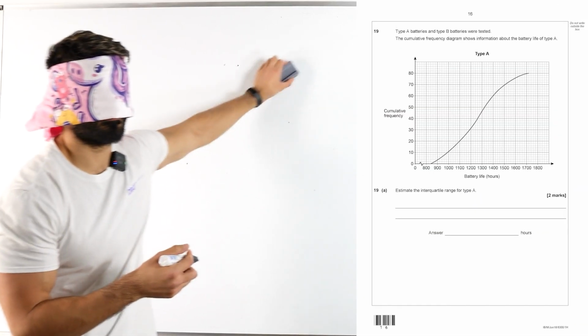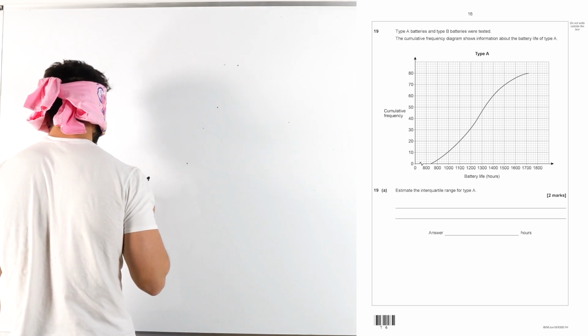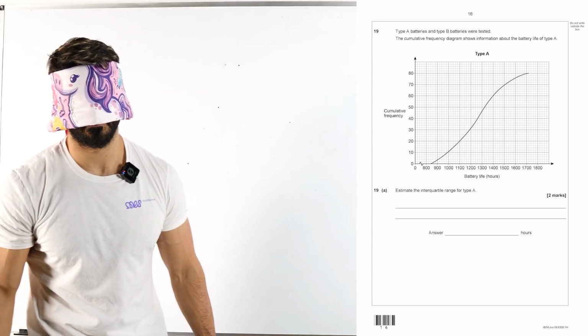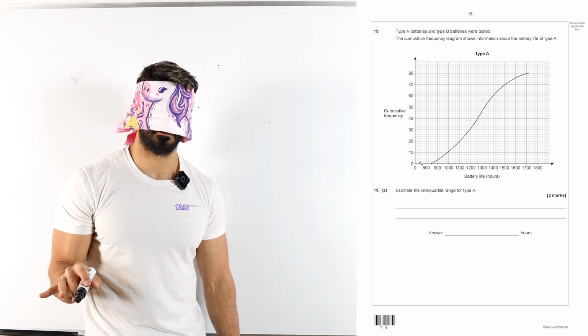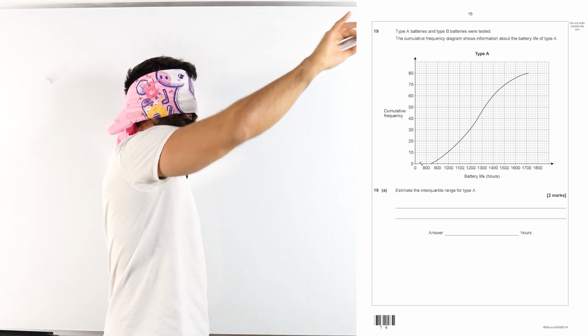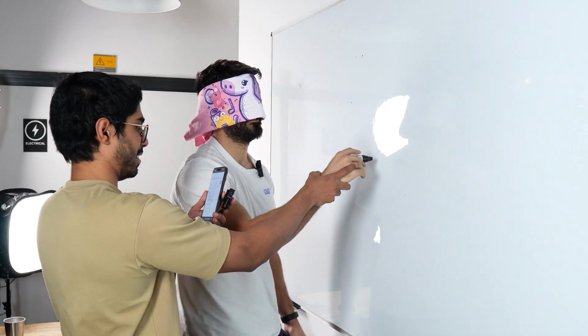Type A batteries and Type B batteries were tested. The cumulative frequency diagram shows information about the battery life of Type A. It starts off with 0 and then it bumps up a little bit, like this. Let me draw the motion in your hand. So it's like.